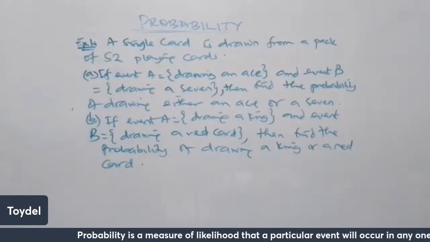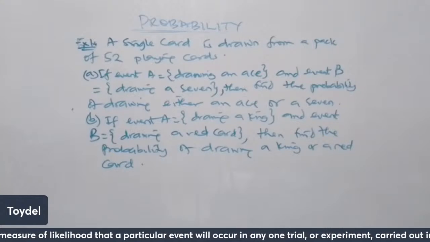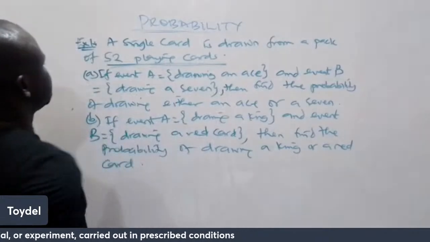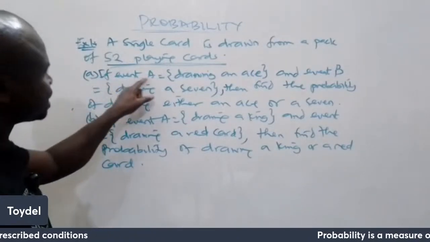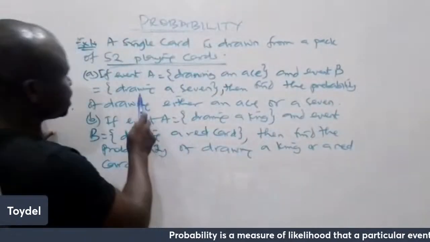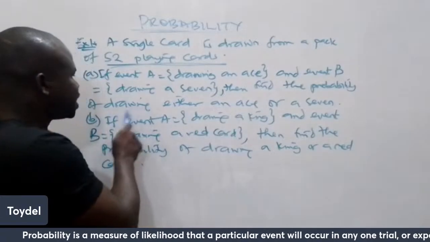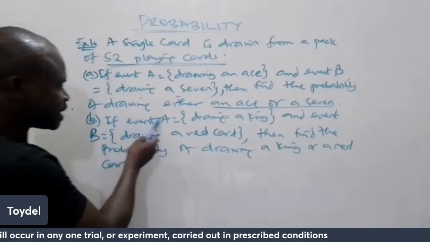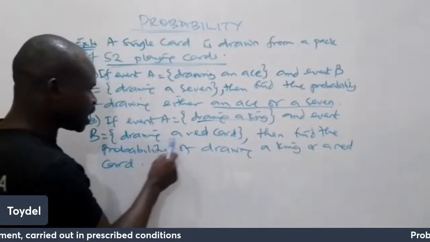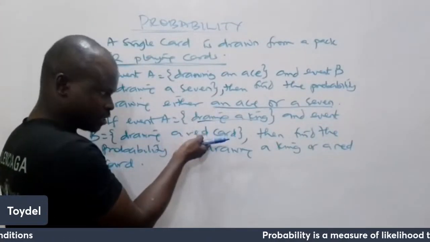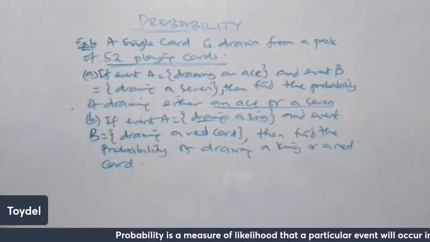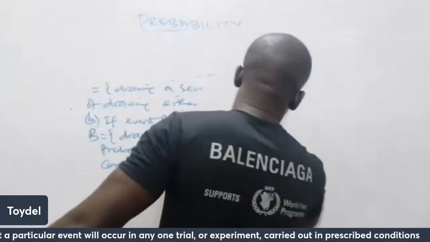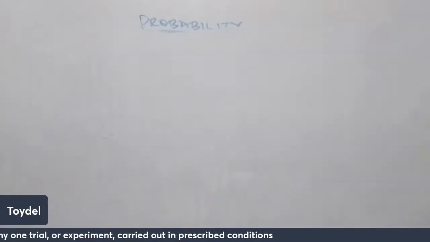In this case, a single card is drawn from a pack of 52 cards. People that are used to this know that there are 52 playing cards. The first part of the question says that if event A means drawing an ace and event B means drawing a 7, then find the probability of drawing either an ace or a 7. The second part says that if event A means drawing a king and event B means drawing a red card, it's possible to have a red king, a king that is red. Then find the probability of drawing a king or a red card. So now let's just solve this, then we close.